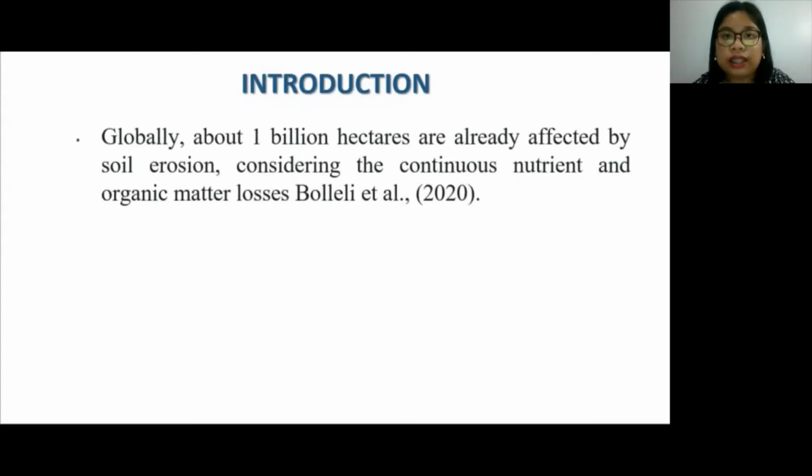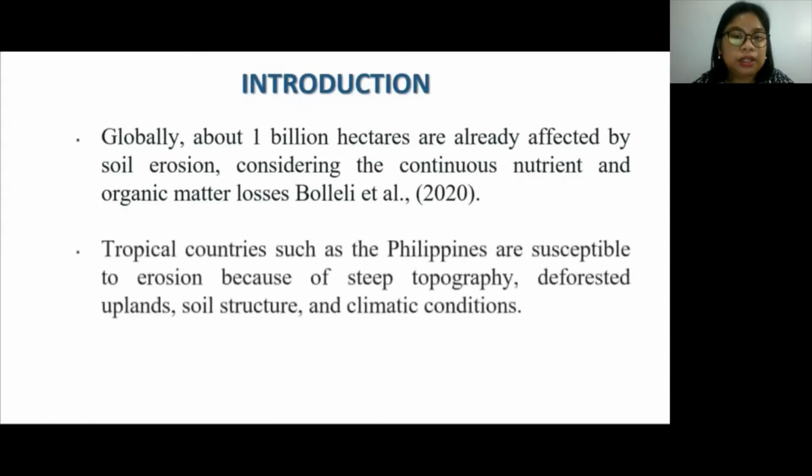It was cited in previous literature that the estimated soil erosion globally is about 17 tons per hectare per year. In the Philippines, there are around 16 million cubic meters of annual soil loss, and the Philippines is susceptible to erosion because of steep topography, deforested uplands, soil structure, and its climatic conditions.